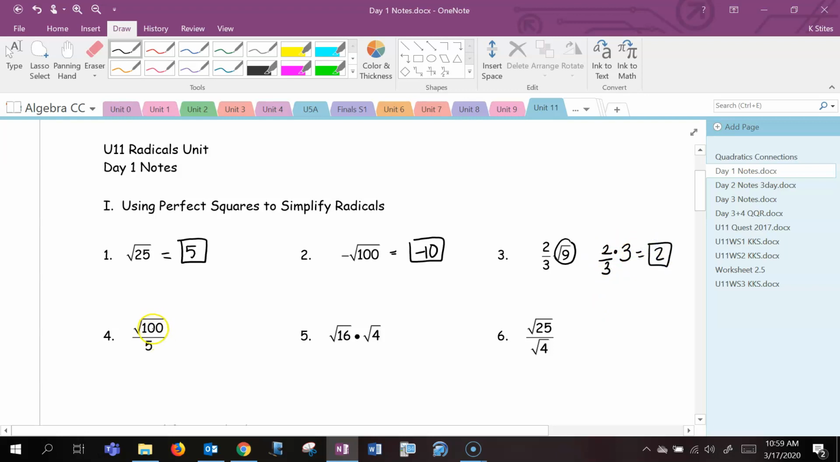All right, let's try this one. We can't divide these right now because one has a root and one doesn't, but this we can evaluate. Root 100 is just 10, divided by 5 is 2. And these are all ones we should be able to do without a calculator. All right, finally, root 16 is 4, times root 4 is 2. 4 times 2 is 8. And our last one, go ahead and see if you can do this one. It should just be 5 over 2. All right, there you go. That's your perfect square recap.